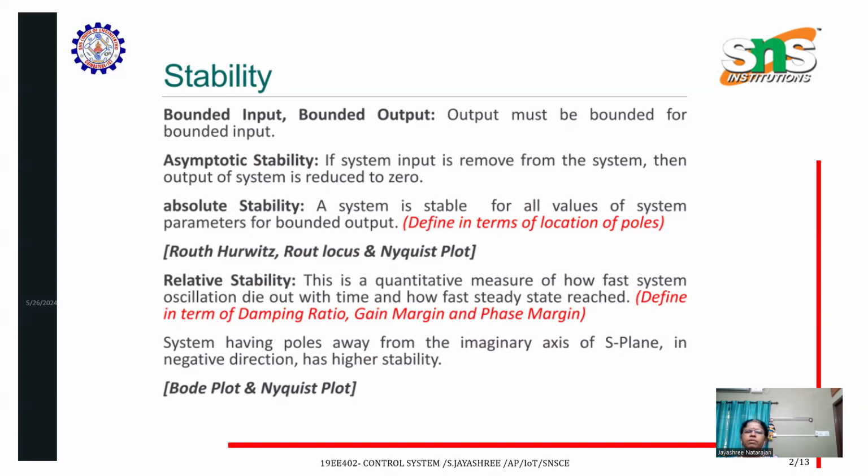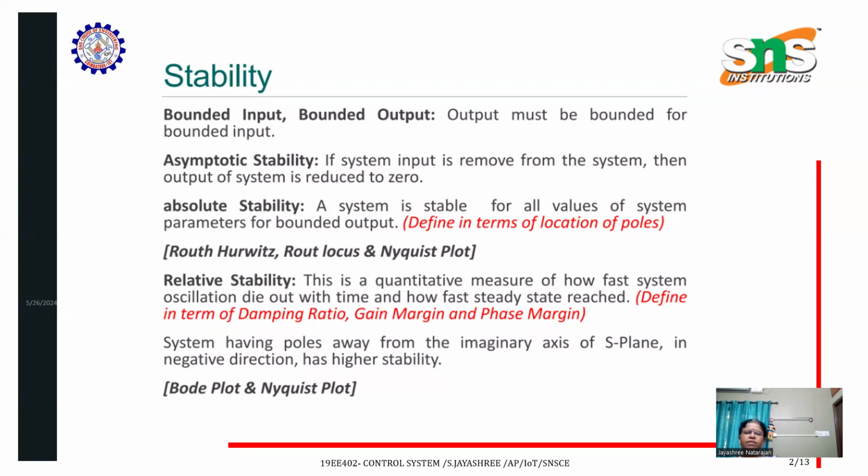Next one is relative stability. This is a quantitative measure of how fast the system oscillations die out with time and how fast the steady state output is reached. This is defined in terms of damping ratio, gain margin, and phase margin. This stability can be determined using the Bode plot and polar plot.